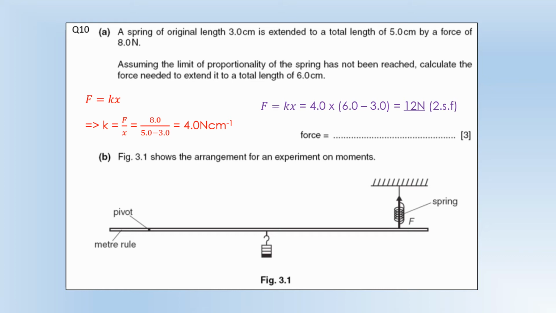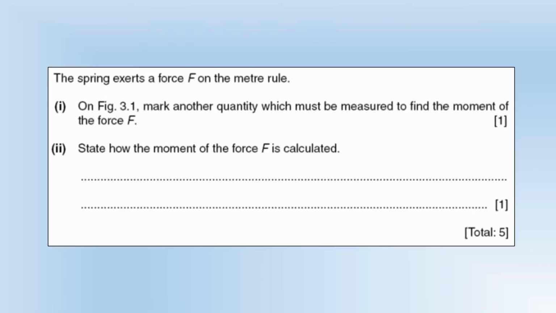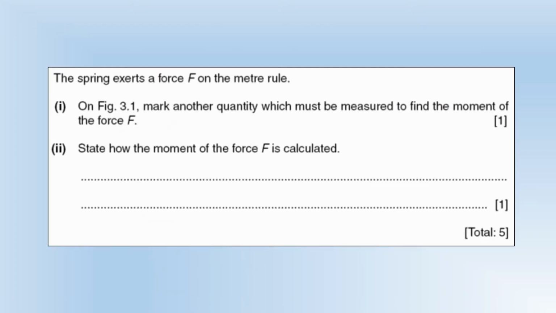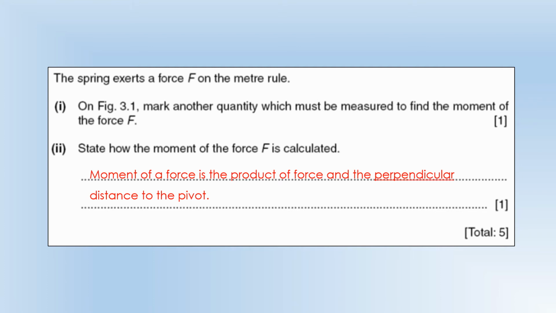So the diagram shows an arrangement for an experiment on moments. So we've got a pivot over there on the left, we've got a mass hanging on it, and we've got a spring holding it upwards. So a spring exerts a force F on the meter ruler. On the diagram, mark another quantity which must be measured to find the moment of force F. So what we're going to need is this distance here, the distance from the force to the pivot that is perpendicular to the force. So state how the moment of the force F is calculated. Moment is the product or multiplication of force and the perpendicular distance to the pivot.